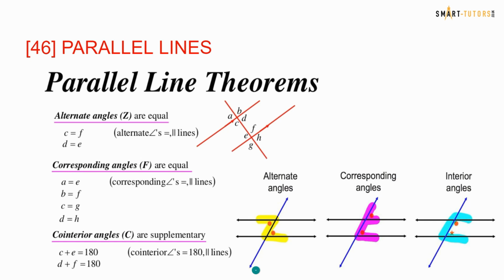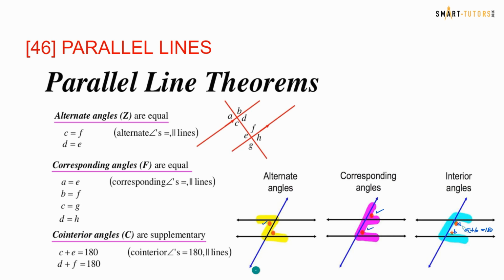Topic 46, parallel lines. In this topic, you must be familiar with alternate angles, which is a Z shape, corresponding angles, which is an F shape, and co-interior angles, which add up together to 180. So if I put this as A, this as B, then A plus B equals 180. But F shape is the corresponding angle, that angle equals that angle.